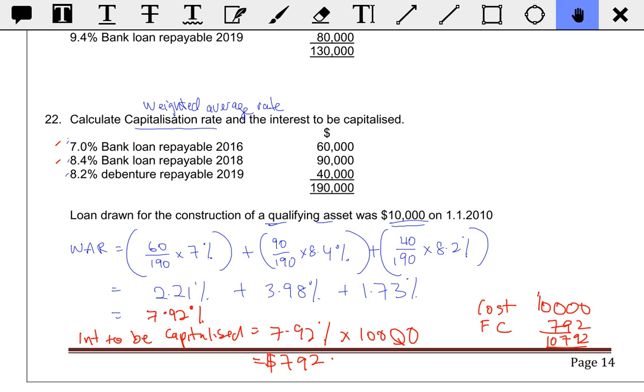Whatever you see, what you do is you take the total interest. Let's say all this interest one by one, I have to pay about 20,000. So out of the 20,000 interest, I'll take 792 capitalized, and the balance will be expensed off.